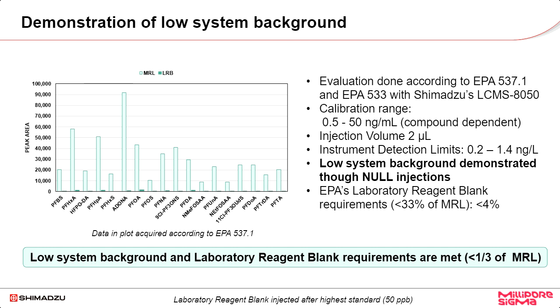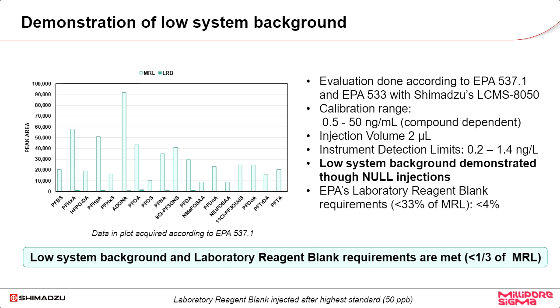When I was talking about the cycle time and the chromatography, I forgot to mention something very important. With the optimized chromatographic methods that we've created, we meet the peak symmetry criteria in method 537.1, and we also meet the criteria for isomers separation.